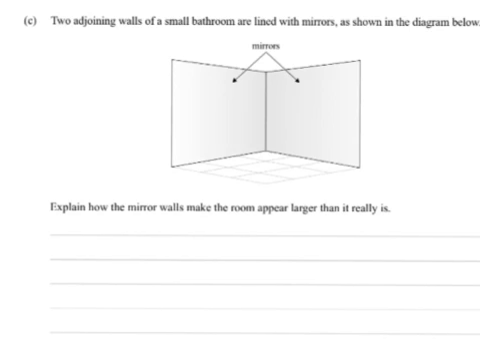Two adjoining walls of a small bathroom are lined with mirrors as shown in the diagram below. Uh-oh. Explain how the mirror walls make the room appear larger than it really is. Okay, it's not as bad as I thought. I thought they were going to say, let's have an object in the middle here and draw some ray diagrams to show how they're reflected in the mirrors. But okay, now instinctively you know that you're going to get more of a sense of space, because everything that's in the room is going to be reflected on the other side of the mirror in both cases. So you get this heightened sense of space.